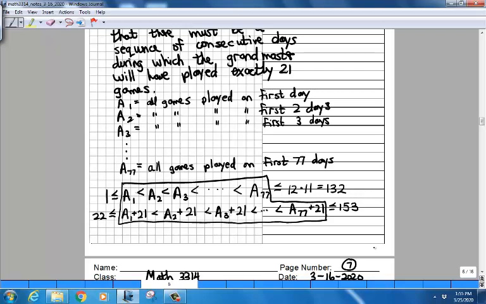So notice the pigeonhole principle has now come into effect, right? Because you've got 154 numbers, but all these numbers are between 1 and 153. So that means 2 of the 154 numbers have to be alike. So 2 of them have to be the same because you've got 154 of them, but they're all between 1 and 153.